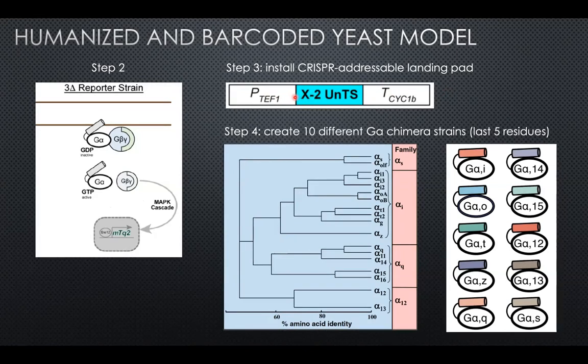So once we had the padded strain, we created 10 versions of the padded strain that covered all possible GPCR G alpha signaling combinations. To do that, we took the yeast G alpha subunit, and using CRISPR, we edited the last 5 residues to swap in 5 residues from one of the human G alpha subunits. Due to sequence degeneracy in the last 5 residues, it only takes 10 of these C-terminal chimeric G alpha subunits to cover all possible GPCR G alpha coupling combinations in yeast.